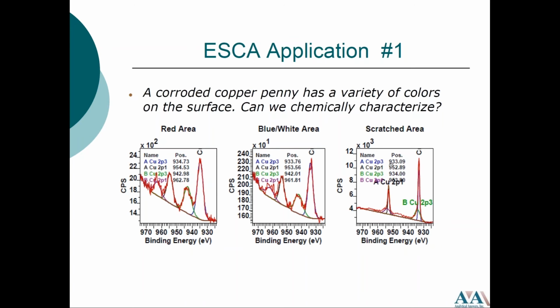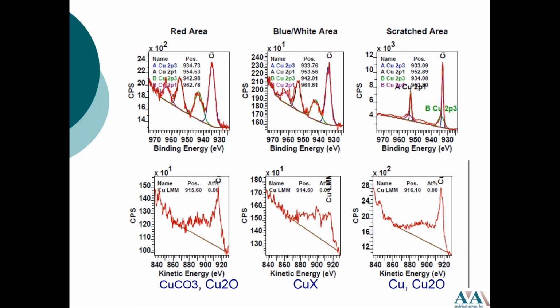The scratched area where I was trying to get back to the metallic surface of that copper penny, we can see that the Auger supports that this is metallic copper, as well as a little bit of this copper 1 oxide. This sharp peak shape also provides support that this is the metallic area of the copper penny. So it is a surface contamination.